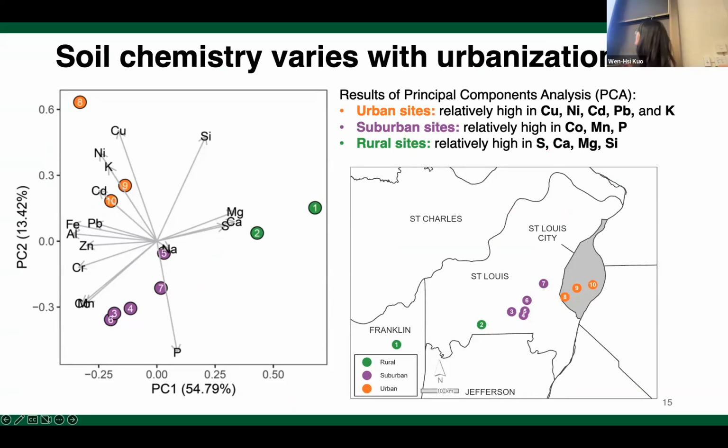From this plot, we see that the urban sites, the orange dots, have higher cobalt and nickel, which are macronutrients, and higher lead and cadmium, which are heavy metals. The suburban plots, the purple dots, have higher cobalt, manganese, and phosphorus, and rural sites, the green dots, have higher sulfur, calcium, magnesium, and silica. The key takeaway from this PCA biplot is that, yes, the soil chemistry does vary with urbanization, as we can see the different elemental vectors distributed across the different site types.